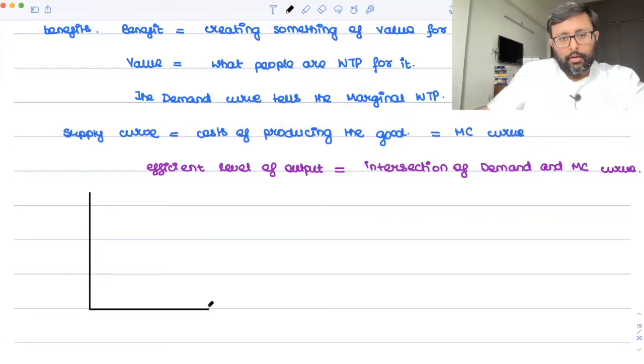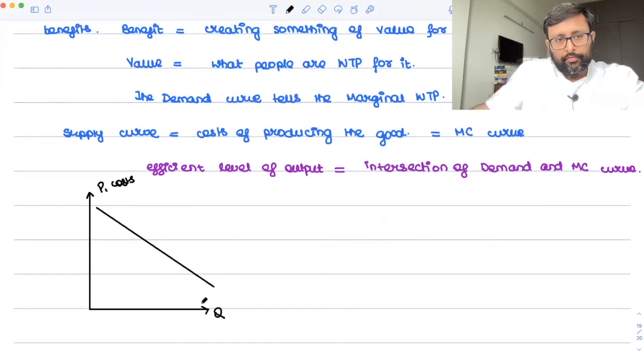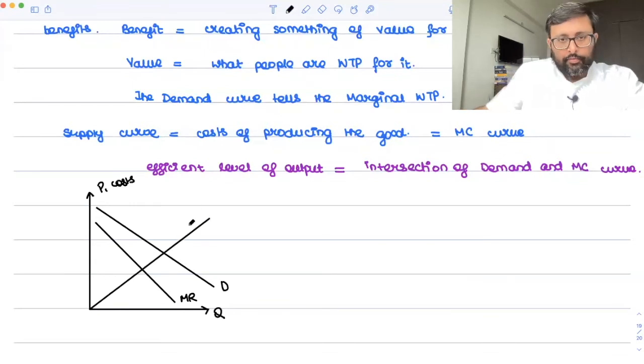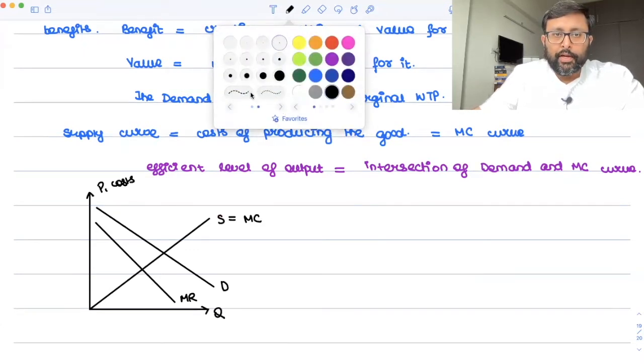Well, you have the output, you have price, costs, everything here. And you have the demand curve, let me call that D. You have the MR curve, we call that MR. You have the MC curve, which I call S, is equal to MC curve. That is your supply curve also, and that is what my MC curve is.